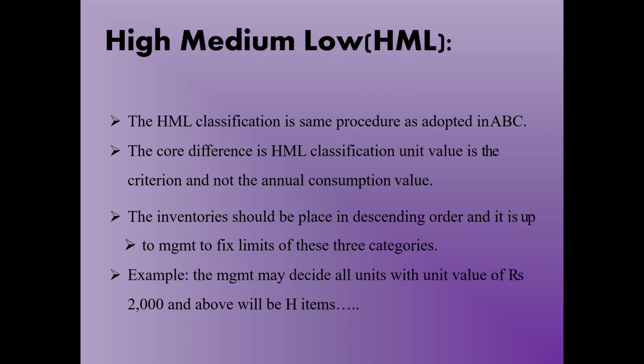HML or high, medium, low classification. The HML classification is the same procedure as adopted in ABC. The core difference in HML classification is the criterion, which is not the annual consumption value. The inventory should be placed in descending order and it is up to management to fix limits of these 3 categories. Example, the management may decide all units with unit value of rupees 2000 and above will be H items or high items.